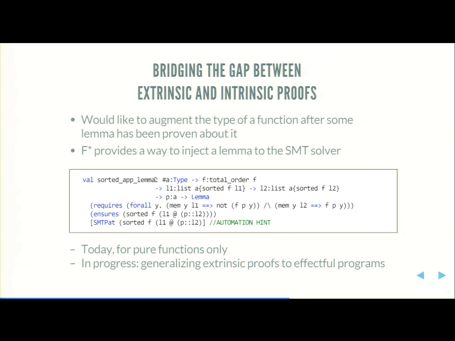So when you do sorted app lemma, having proven your property, you can add this annotation that says, hey, SMT solver, whenever you see a term of this form in your context, you have this lemma to make use of. And this lemma is available to the SMT solver as a big quantifier. And then the SMT solver will instantiate the lemma as it needs. So this is a way to inject properties to the SMT solver extrinsically after the fact, keeping your definitions unpolluted.